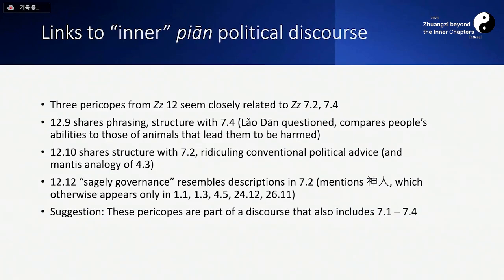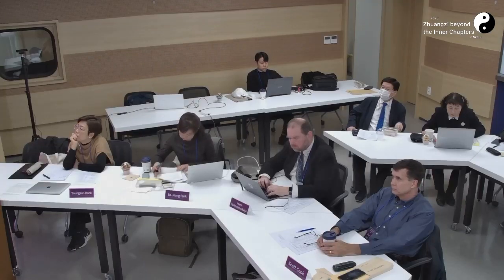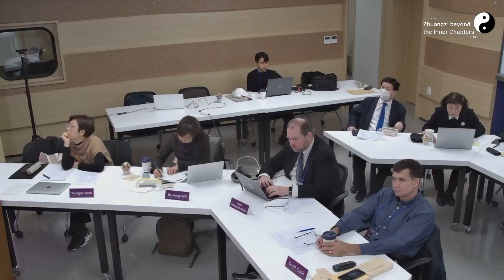So by contrast with the Xing discourse and the Dao De Jing allusions, there are 3 pericopes from the Heaven Piān that fit very well into a discourse that does include material from the inner Piān, and that would be Piān 7, Ying Di Wang, fit for emperors and kings.